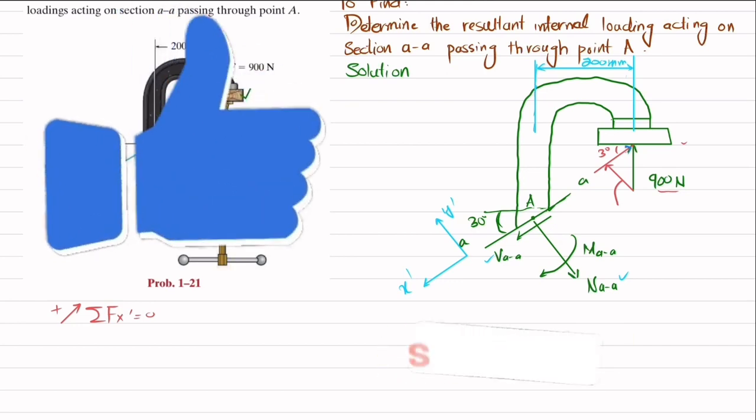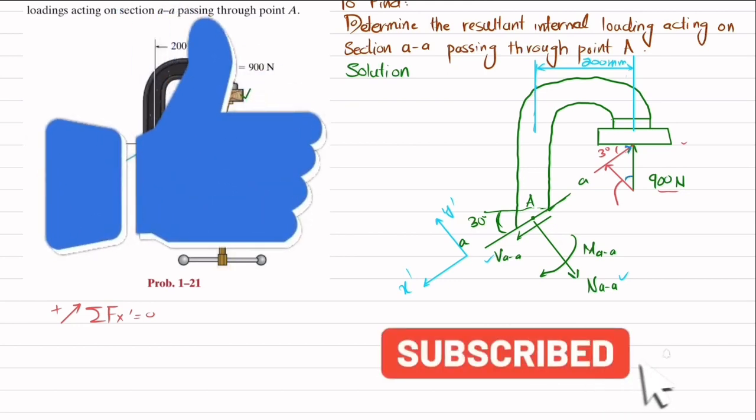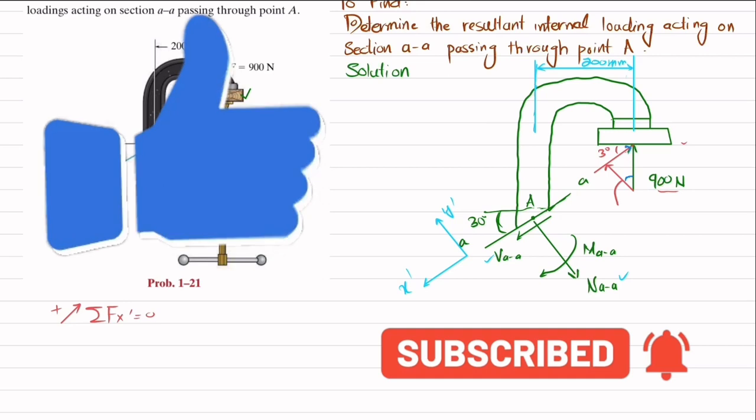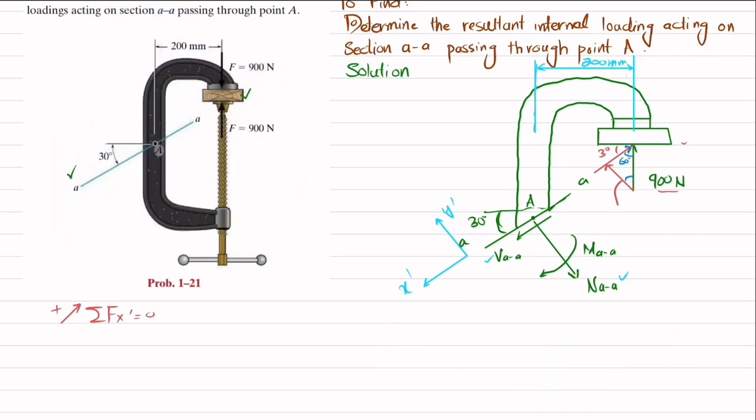Clear? So what will be this angle? This angle. So you can see this is 30, this will be 60 degree. So this will be also 30 degree. So this component will be equal to 900 into cos of 30 degree, and this component will be 900 into sine of 30 degree. So we will apply equation of equilibrium.